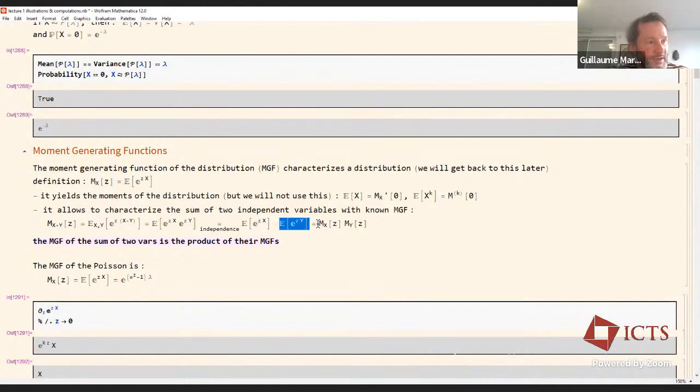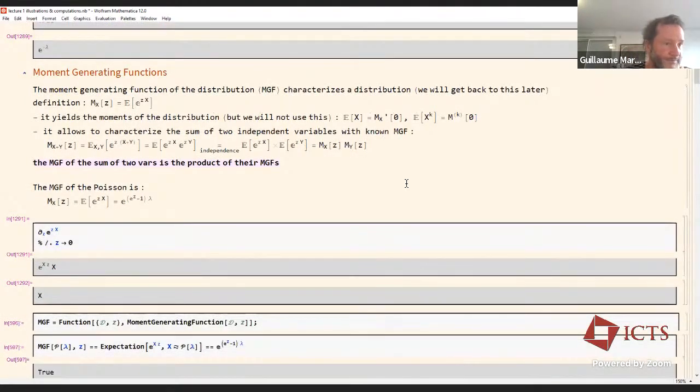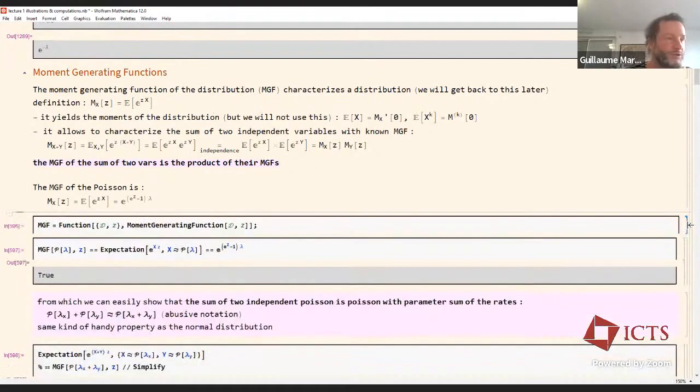And what are those expectations? They are just the product of the MGFs. So the key thing is that when you're studying a variable that is the sum of several underlying variables, the MGF of this sum is going to be the product of the MGFs. Now, the Poisson distribution has an MGF. Some distributions don't have an MGF because they have some infinite moments, so not all distributions can be used with this tool.